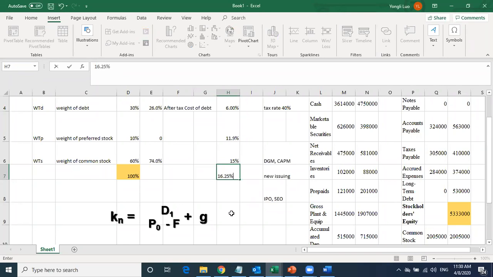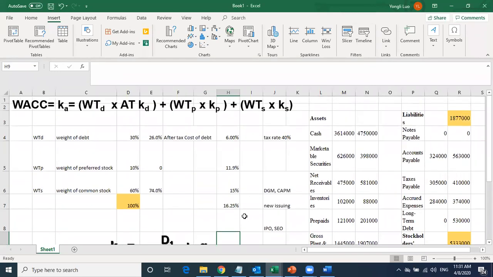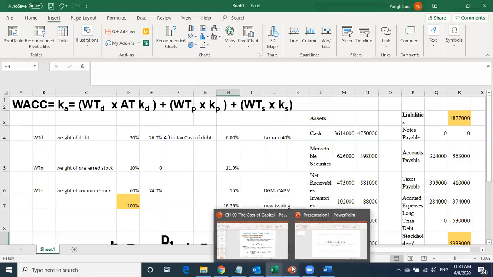Remember, we got different costs for common stock. Based on different types of models, the cost will be different. So make sure you just choose one of them, based on the information you have. You don't have to take the average or do all three.